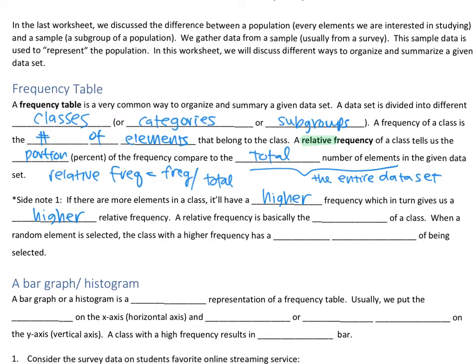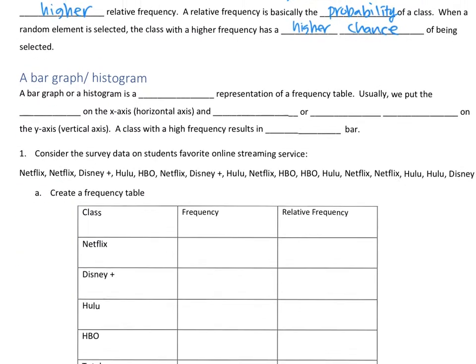A relative frequency is basically a probability of a class. When a random element is selected, the class with the higher frequency has a higher chance of being selected. So if you look at the formula of relative frequency, it's frequency divided by total, and probability is like number of elements in an event over sample space, everything, right? So it has the same format. So I can somehow think of relative frequency as probability also. All right, let's look at the next topic.